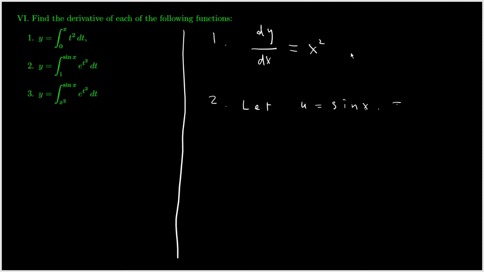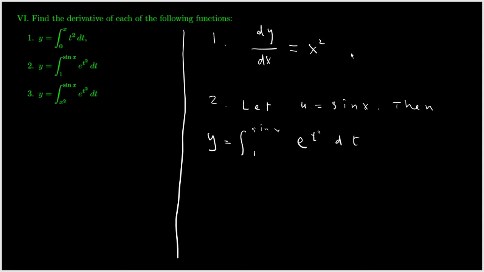Let u be sine of x, and then we treat the given function y as the composite of two functions. Now let me copy the given function, the integral from 1 to sine of x. I want you to know y as a function of x. The integrand is e to the power of t squared dt.